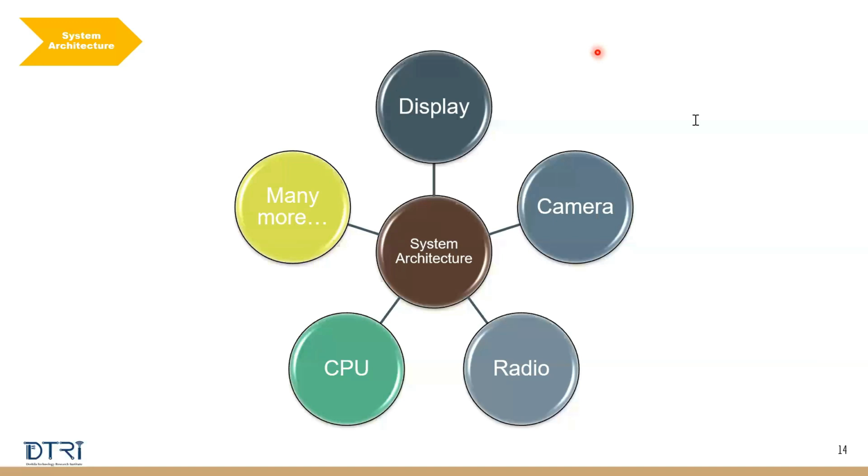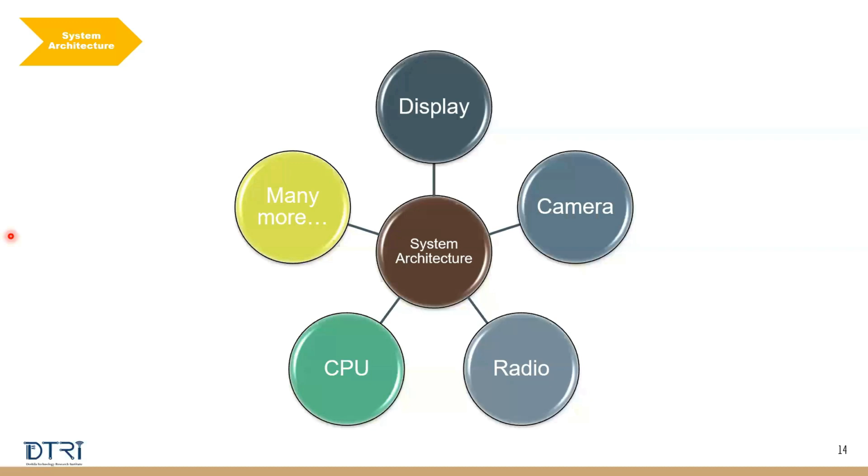Okay, so the question is, what is system architecture? I got an answer saying it's a basic block diagram of a system. Yeah, that is actually correct. Here, let's say you're thinking of a mobile phone, and it has various blocks. It has a display, a camera, a radio, a processor, and many more functions. Let's say I put it into different blocks and call it a mobile phone.